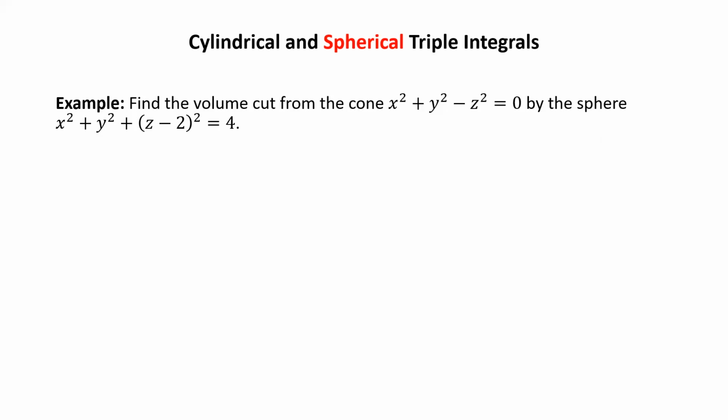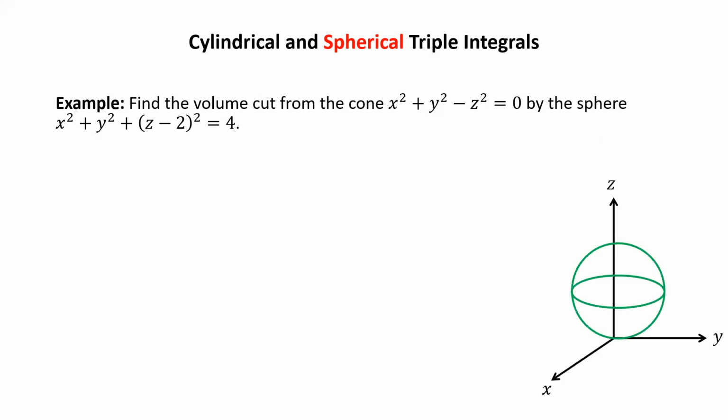Find the volume cut from the cone x squared plus y squared minus z squared equals 0 by the sphere x squared plus y squared plus (z minus 2) squared equals 4. Here's a picture of that sphere. Notice it's a sphere centered at (0, 0, 2) of radius 2.